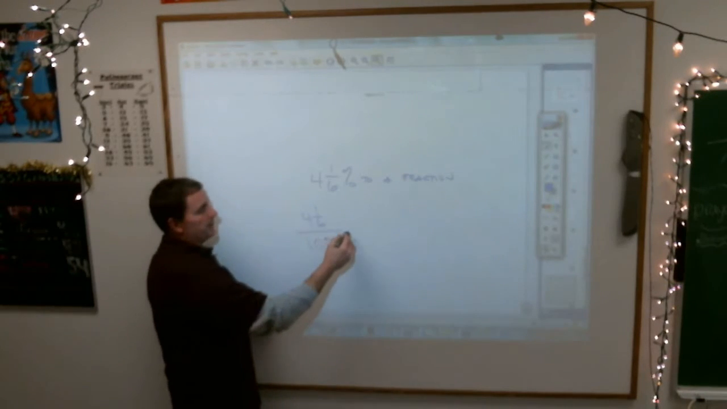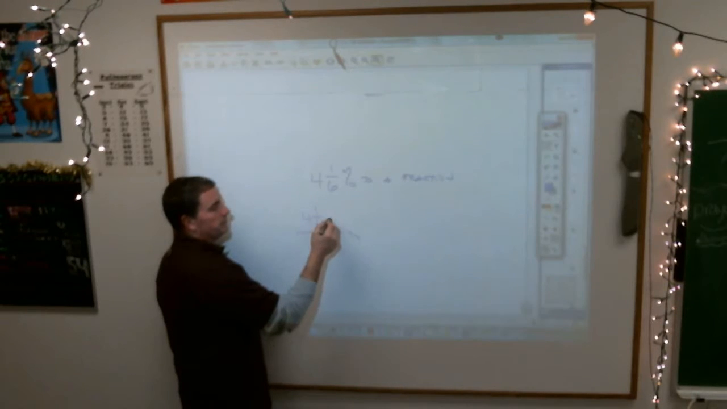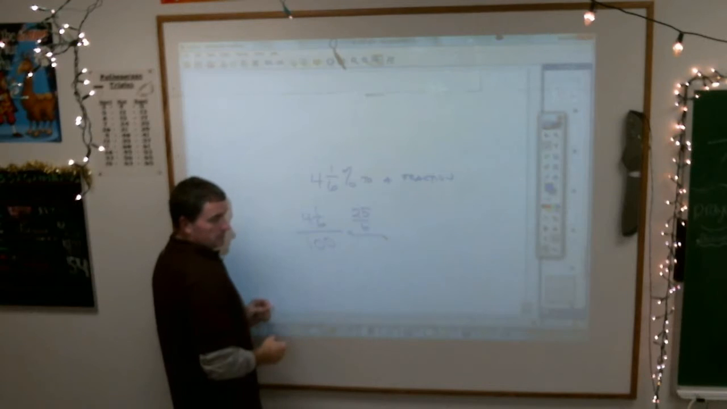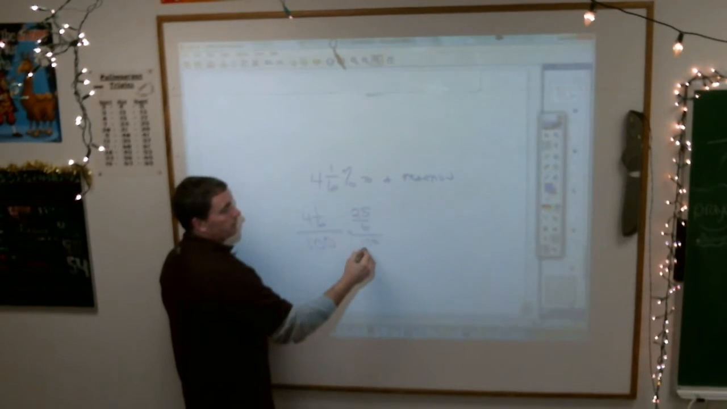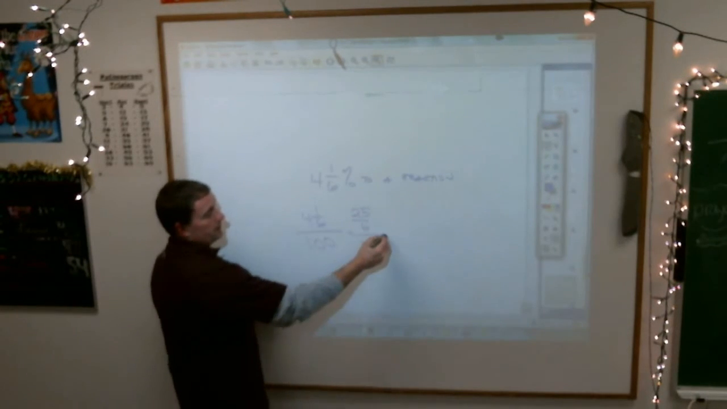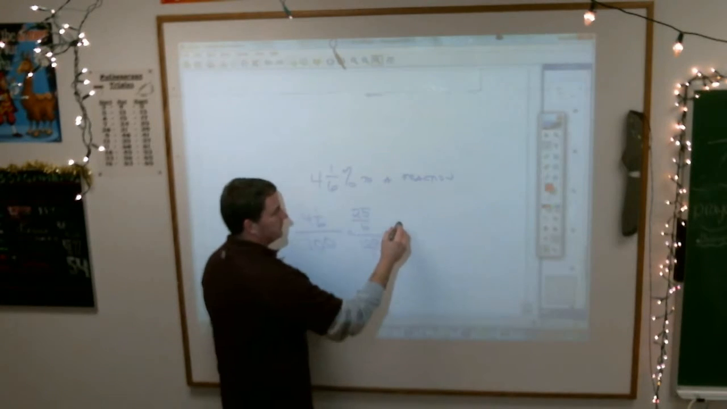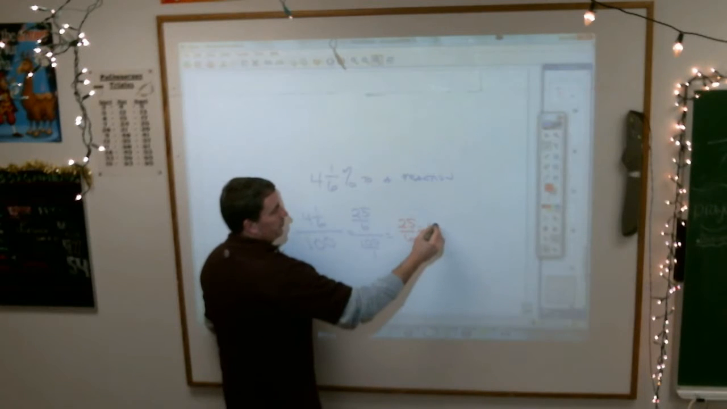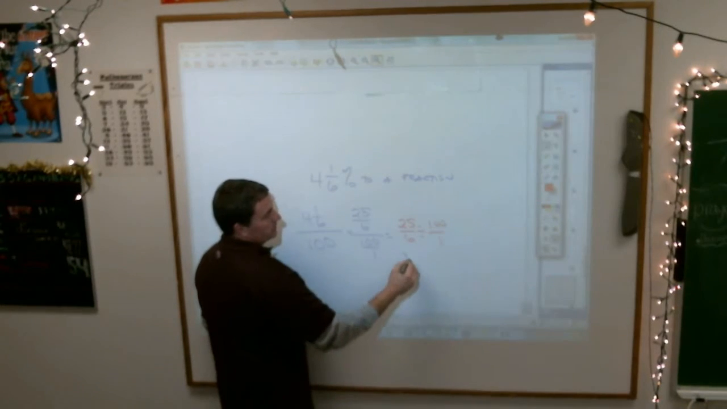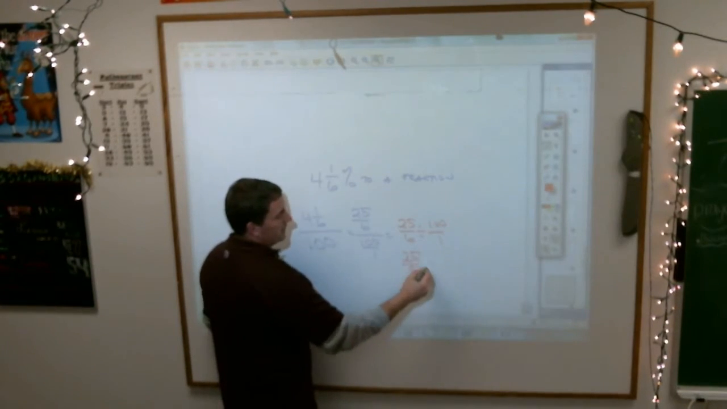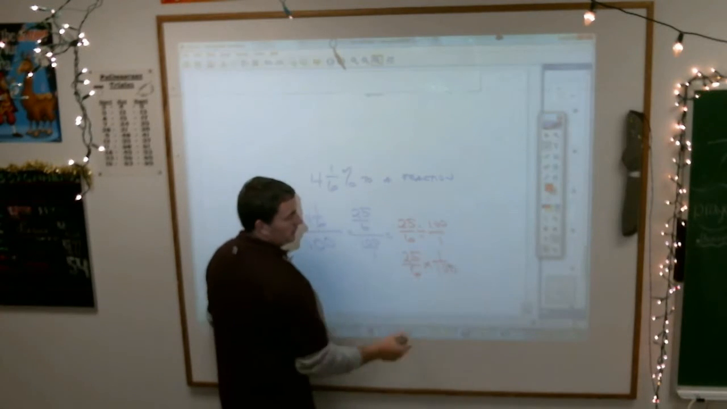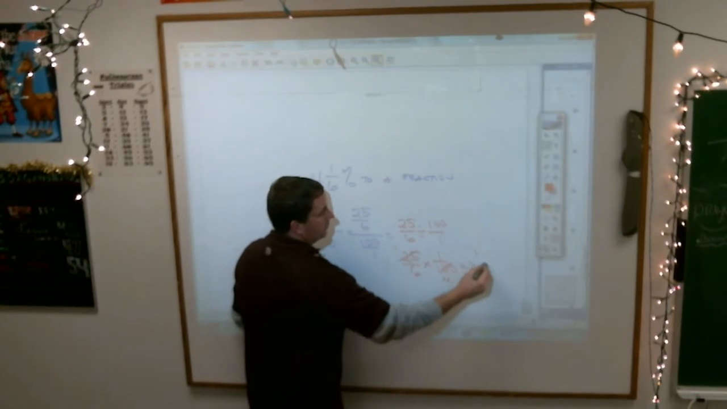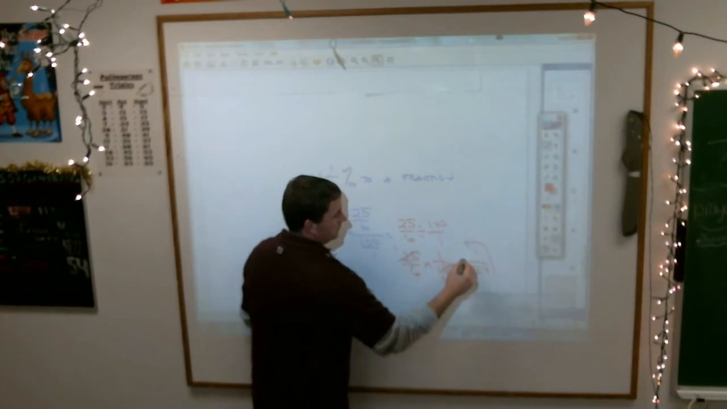What fraction do I end up with on top? What does this change to? 25 over 6. The bottom is 100 over 1. And then you just end up taking the top, 25 over 6, dividing it by the 100 over 1, which is 25 over 6 times 1 over 100. 25 goes into 25, and you end up with 1 over 24.